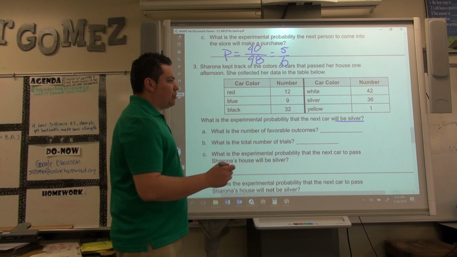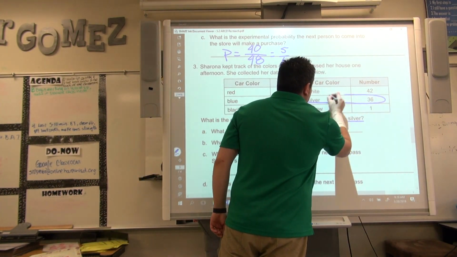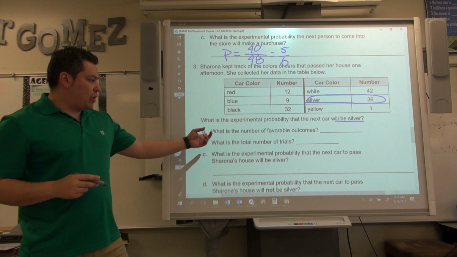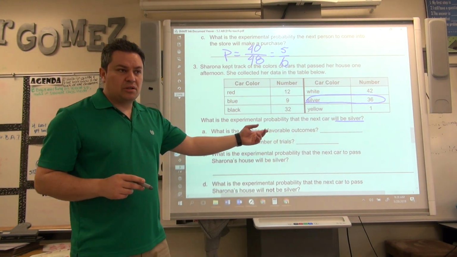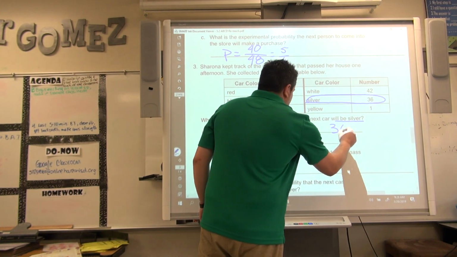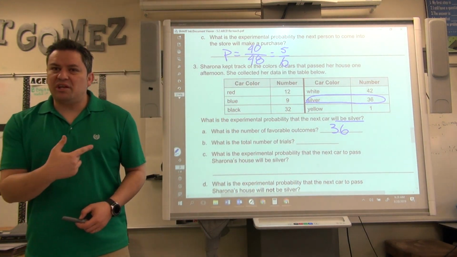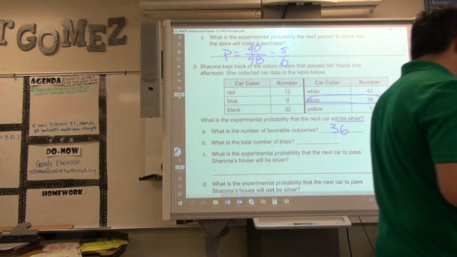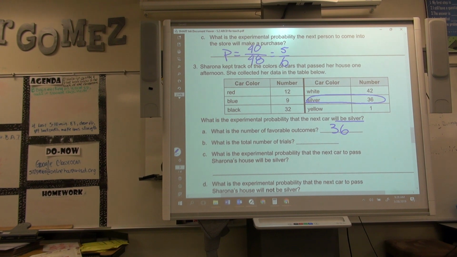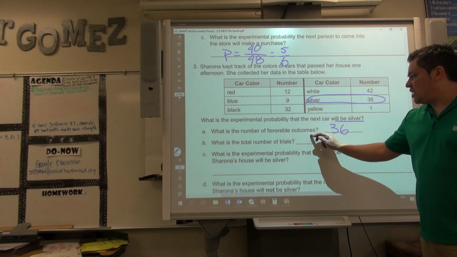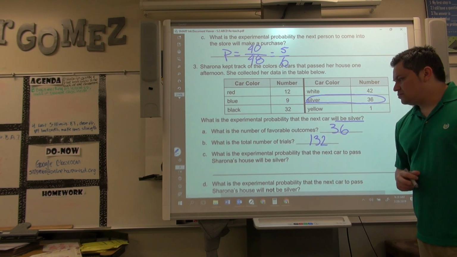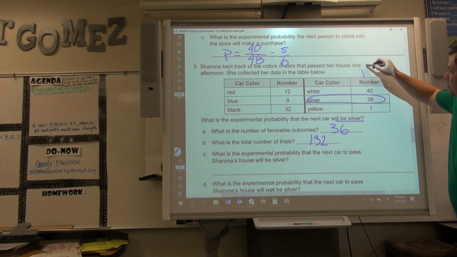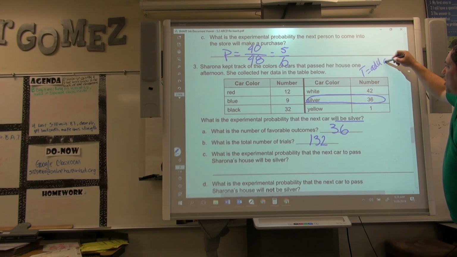So we have to look at the silver spot right here. And the silver is 36. So what is the favorable outcome? 36. What is the total number of trials? What do you think you have to do for all of this? Add all the cars, right? So you have to add all the cars. When you add all the cars, 12 plus 9 plus 32 plus 42 plus 36 and 1, you get a total of 132. So again, to get the total, add all the cars.